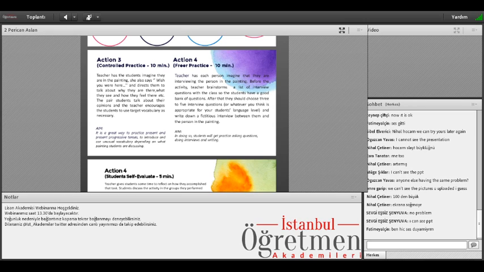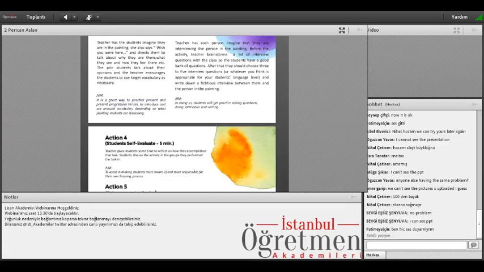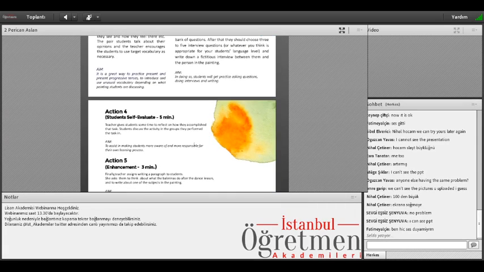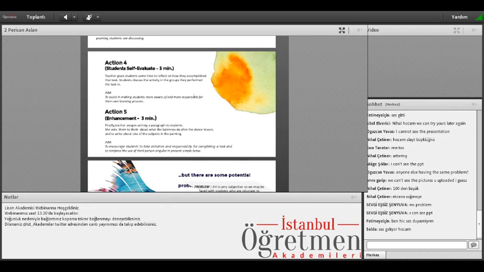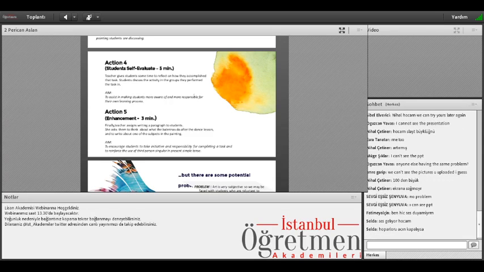In doing so, students will get practice asking questions, doing interviews, and writing. Yes, it's evaluation part. Teacher gives students some time to reflect on how they accomplished that task. Students discuss the activity in the groups. They perform the task.